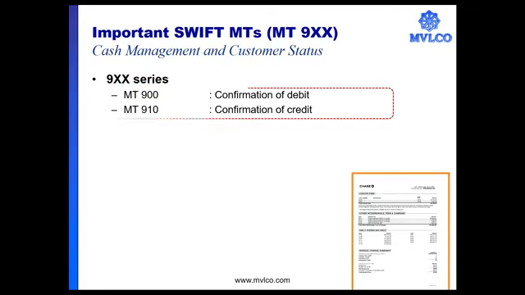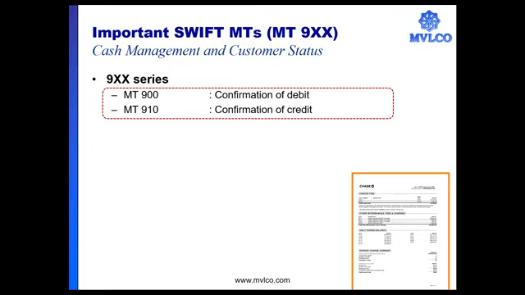Now let's move further and look at the category, which is category 9. Category 9 is called cash management and customer status. Now these category 9 messages do not move money. They move information only, which means this could be used post facto, after the transaction has happened. Now here 9 is used in order to inform you about the transactions.